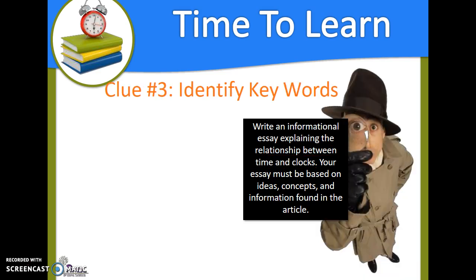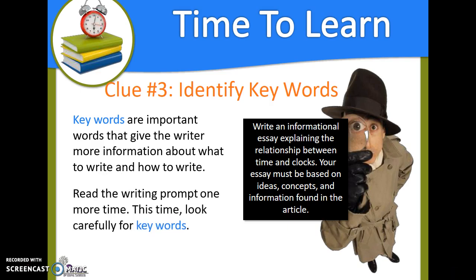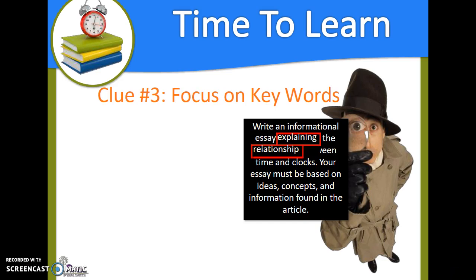Clue number 3, identify keywords. Keywords are important words that give the writer more information about what to write and how to write. Read the writing prompt one more time. This time, look carefully for keywords. Write an informational essay explaining the relationship between time and clocks. Your essay must be based on ideas, concepts, and information found in the article. Explaining and relationship.